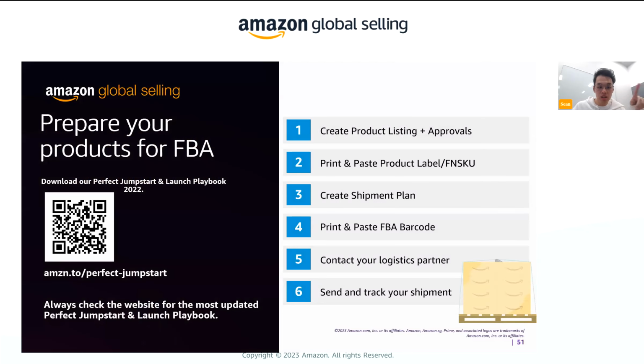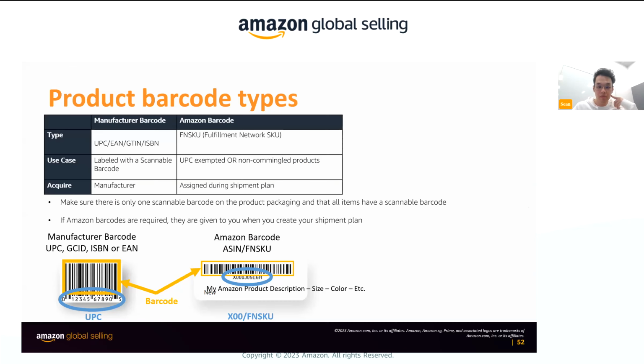You can download this Perfect Jumpstart Launch playbook to have a full outline of all the necessary steps in the Amazon selling journey, from listing, registration, brand registry, and FBA, all the way to ads and so on. Next, I'll cover how to create a product listing, print and paste the SKUs, all the way to sending and tracking your shipment.